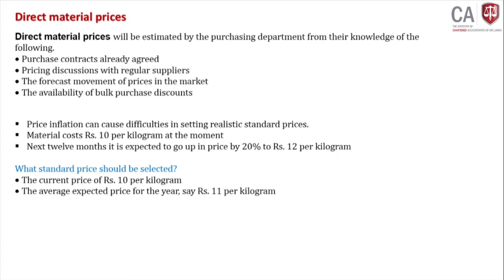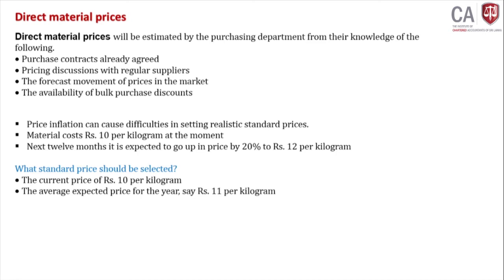Done. So then there are two types, price and usage, for each and every standard. Direct material usage and price, labor usage and price, likewise. So how do we set direct prices? Direct prices you will set up by using purchase contracts already agreed. From that you can take the price as the standard price. Price discussion with regular suppliers.